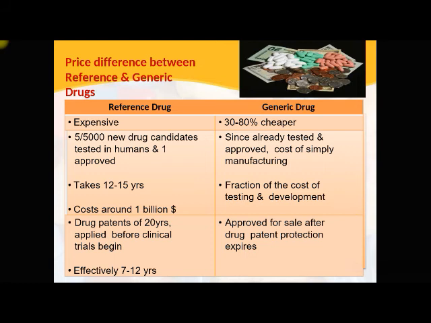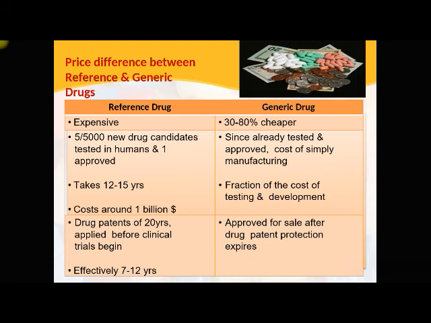Okay, so the cost involved in getting the reference drug from lab to the market is very high. It is around $1 billion, but the generic drug you can get into the market at a fractional cost of that of the reference drug.